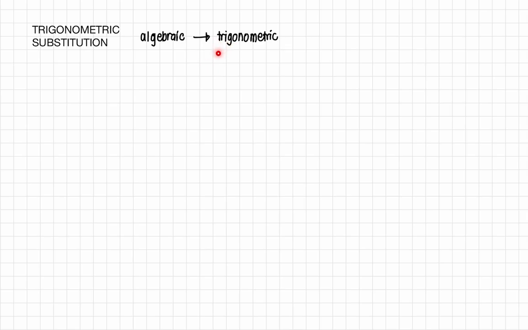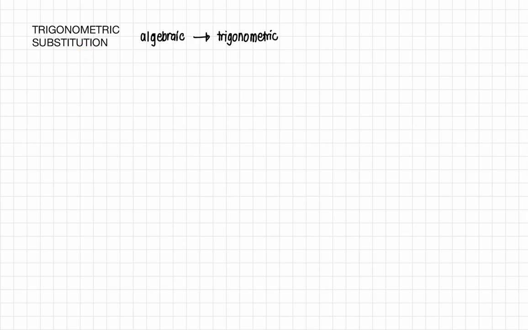Now, similar to the other methods of integration, we must know when this method is applicable. When can we use the method of trigonometric substitution in evaluating an integral? This method is used when the integrand contains the following algebraic expressions.